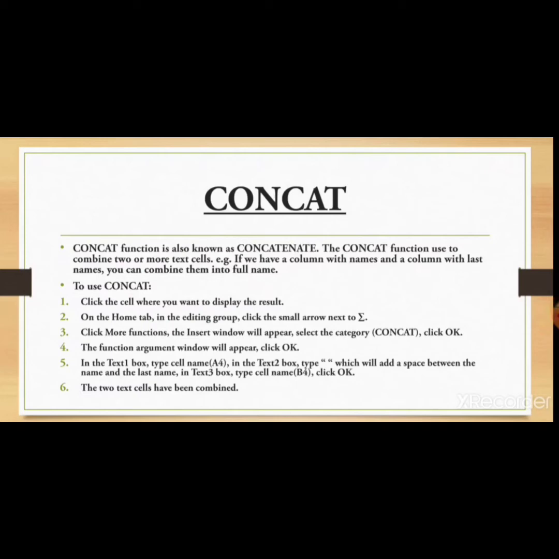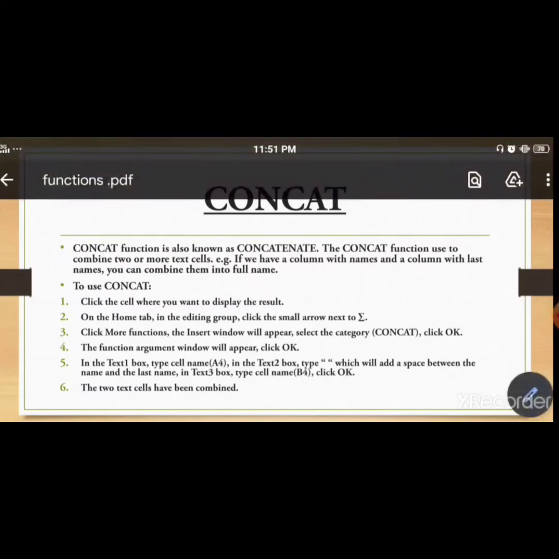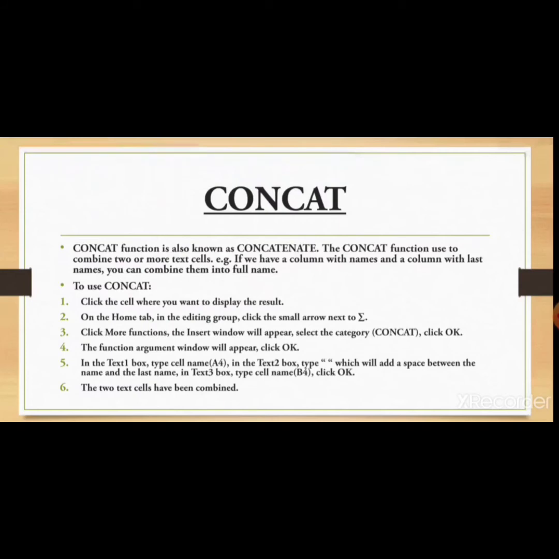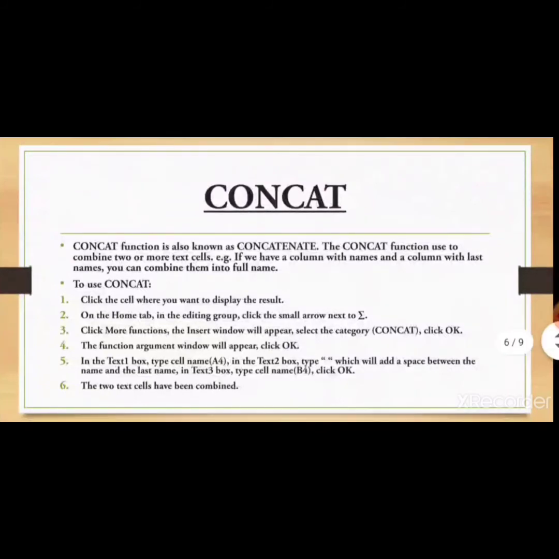Step number 1. Click the cell where you want to display the result. Step number 2. On the Home tab in the Editing group, click the small arrow next to AutoSum. Step number 3. Click More Functions. The Insert window will appear. Select the category concat and click OK. It means you have to select the category of concat. Step number 4. The function argument window will appear. Click OK.